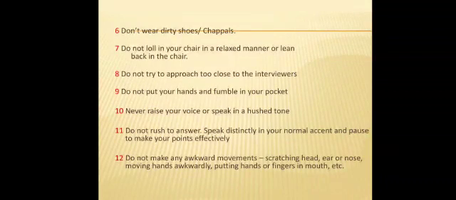Do not make any awkward movements. Someone who is nervous or not very comfortable with the interview panel may have awkward moments like scratching the head, ear or nose, moving hands awkwardly, or putting hands or fingers in the mouth. It happens with some people. If somebody is a very shy person, then definitely this kind of thing may happen. So we need to avoid such things.